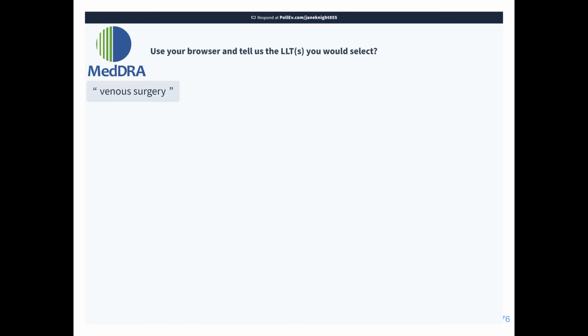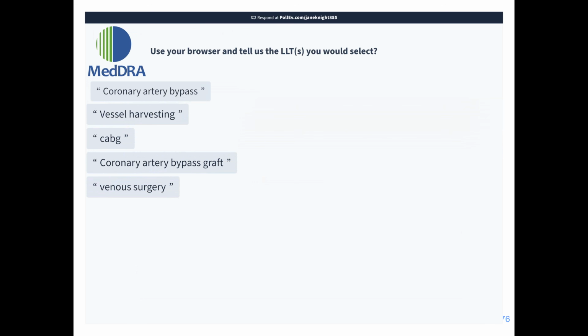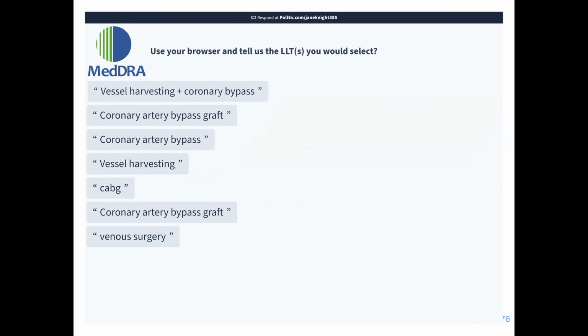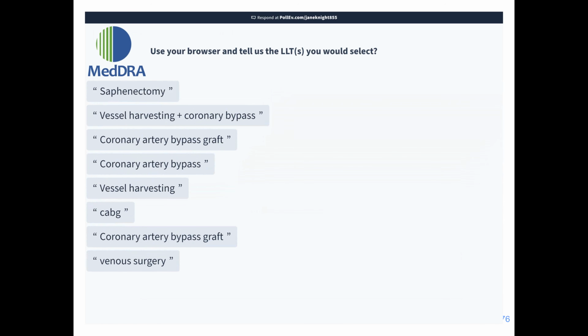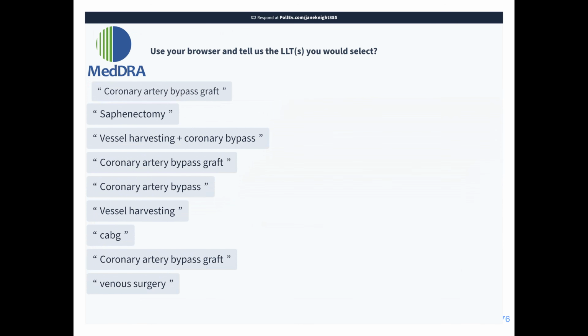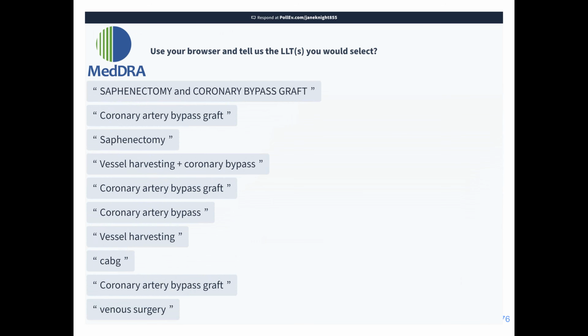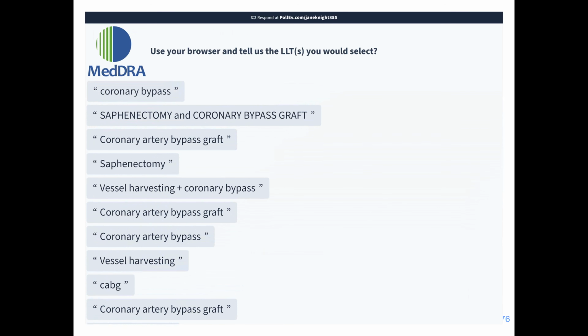Venous surgery, that's quite a general start, isn't it? Coronary artery bypass graft, capturing the procedure there, CABG. Vessel harvesting, yeah, vessel harvesting is part of the procedure, isn't it? Coronary artery bypass graft, to separate those two as both LLTs. Vessel harvesting and coronary bypass. Saphenectomy, another thought there, slightly more specific in the location of the vein being removed. Coronary artery bypass graft. Saphenectomy and coronary bypass graft, you'd code them both.